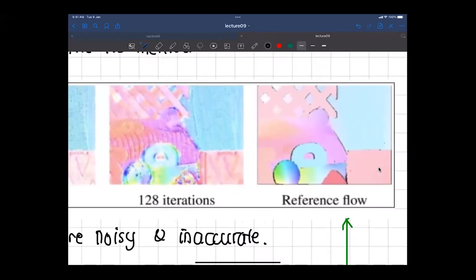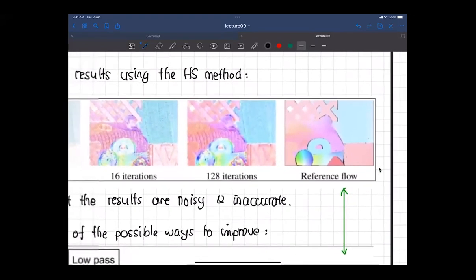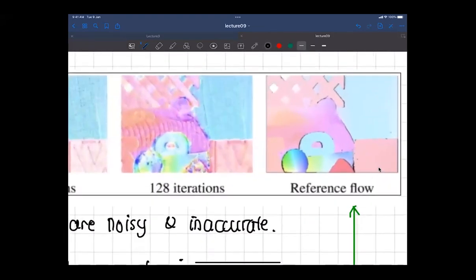In general, to have the ground truth of the optical flow is very difficult. So normally what people do is use synthetic images. Right? You use synthetic images, then you can easily know the motion of every pixel. But in the real world, actually it's very difficult. But anyway, this is the result for Horn-Schunck global optimization.